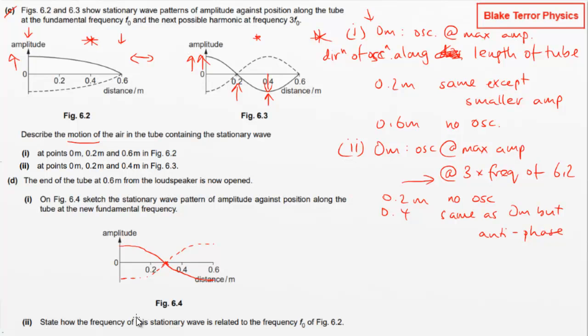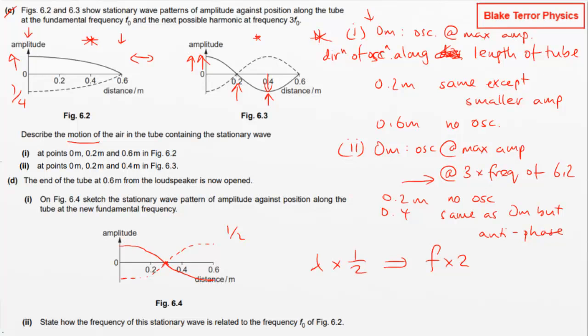State how the frequency of this stationary wave is related to the frequency F0 of figure 6.2. Right, well now what have we done? We've halved the wavelength, so we must have doubled the frequency. Here we've got a quarter of a wavelength, here we've got half a wavelength in the same amount. So we've halved the wavelength overall. So that means the frequency is multiplied by 2, because they're moving at the same speed. Right, okay, that was good.